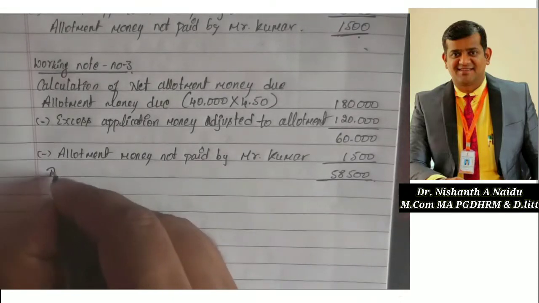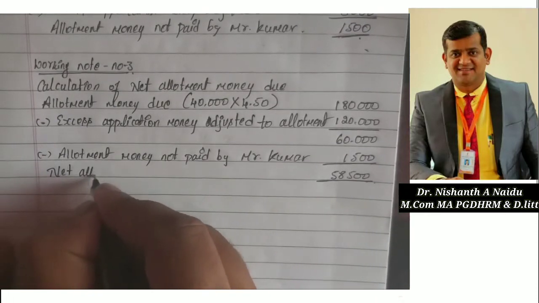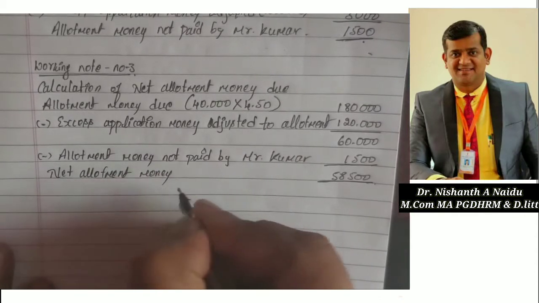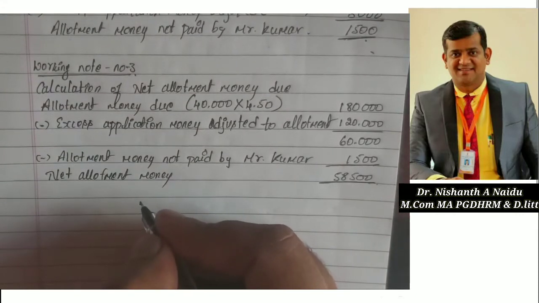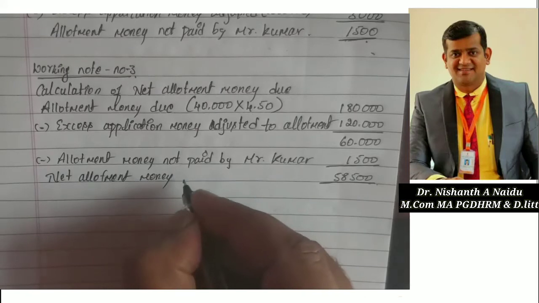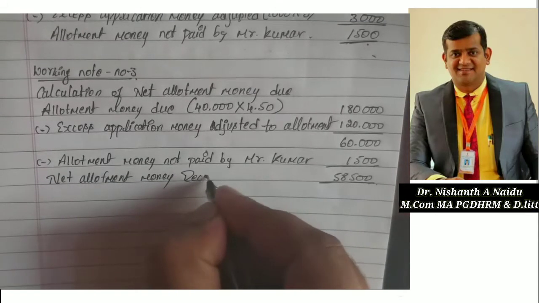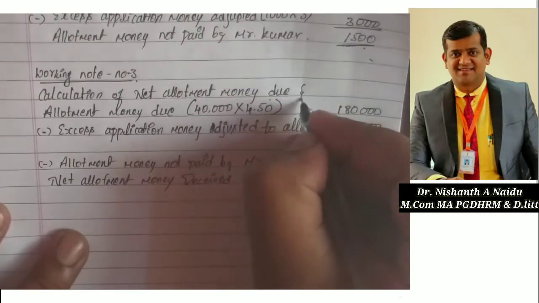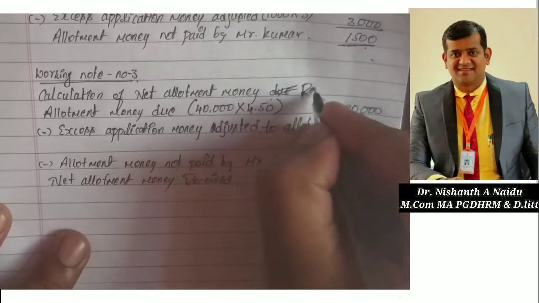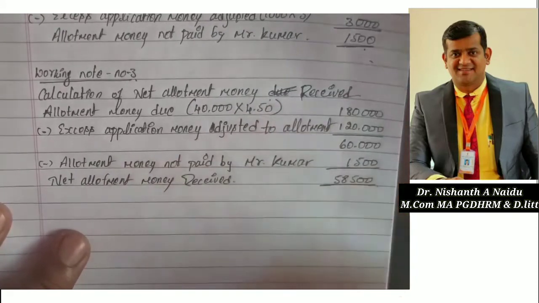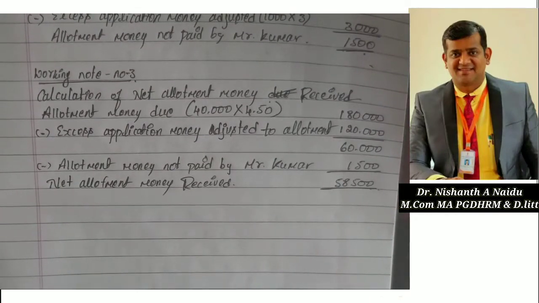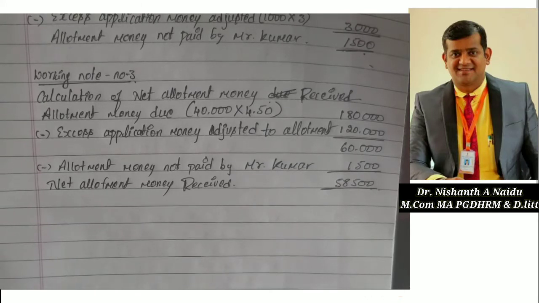So that is net allotment money received. So here also you write the calculation of net allotment money due, and don't write due, it is received. So that is 58,500 rupees. So are you clear till this point? Yes, if you are clear, then we can further move on to the journal entry part.